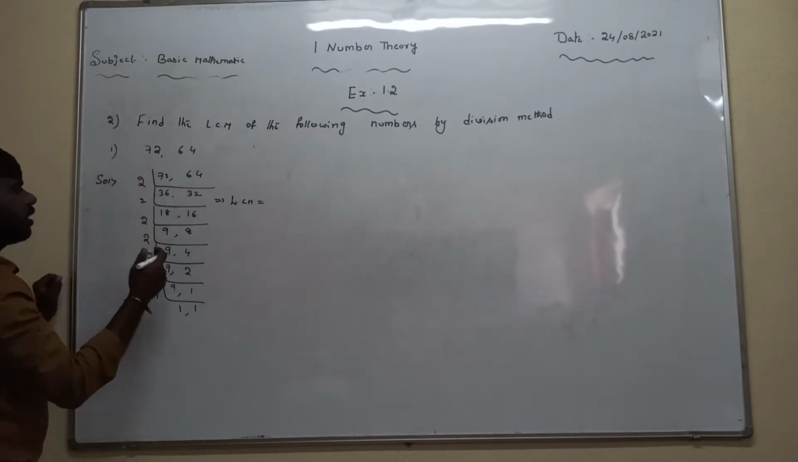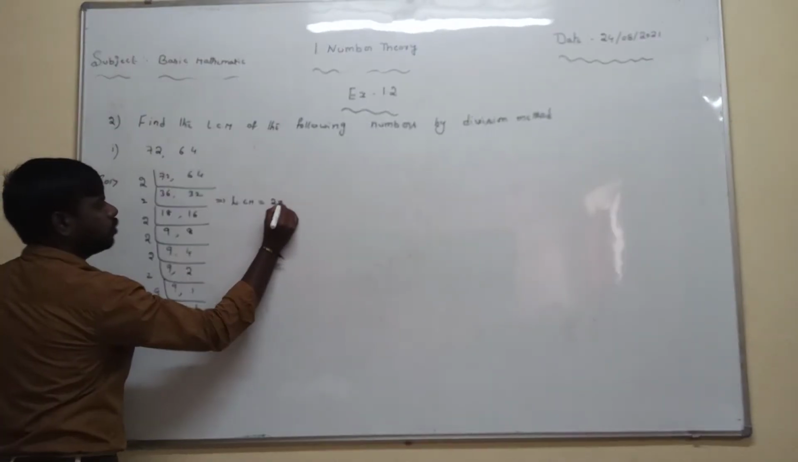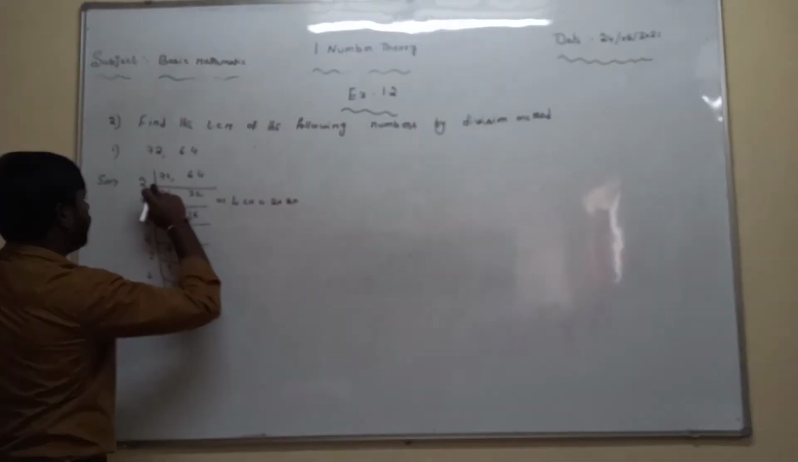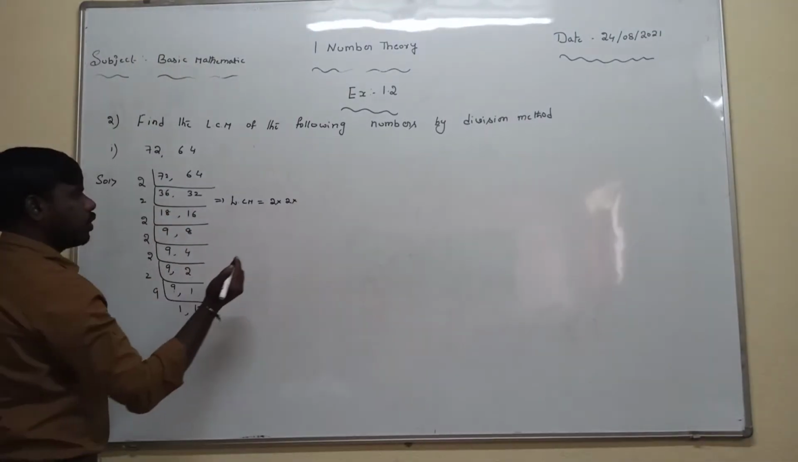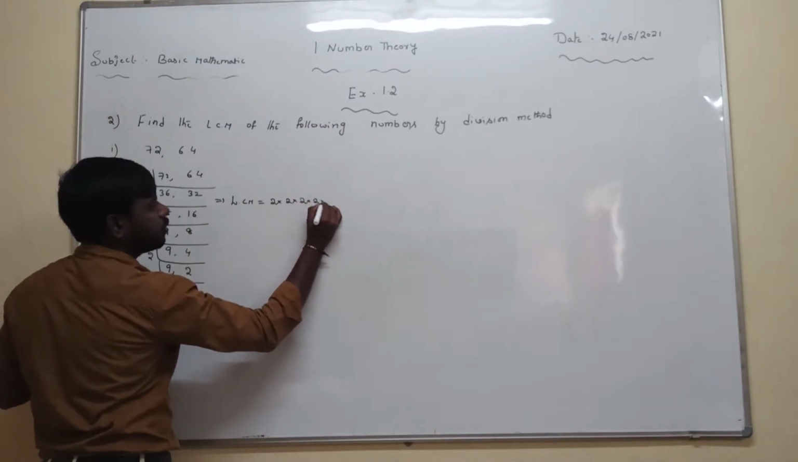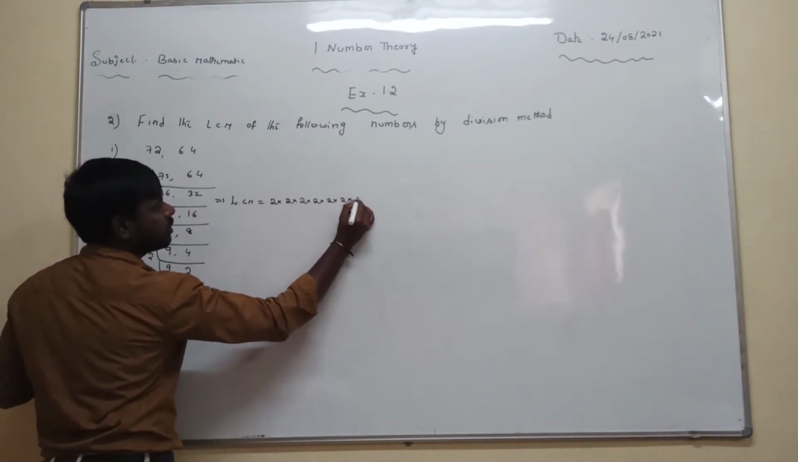What are the divisors here? 2 into 2 into 2 into 2 into 2 into 2, only 1, 2, 3, 4, 5, 6. How many times will 2 be there? 6 times. Next is 9.